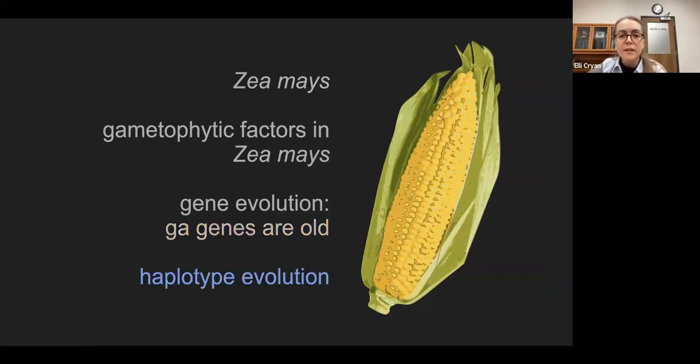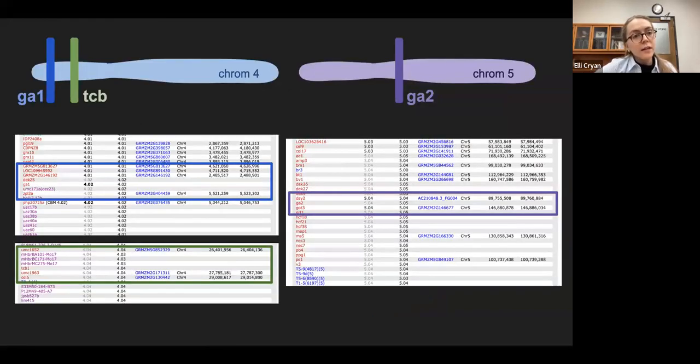So to put this in context, we're going to look at the haplotype evolution. We're going to place these genes onto their respective backgrounds to get a sense of what's going on on the ground in these genomes. To think about where these different loci were going to be, we went back to the genetic maps. You can find a lot of these on MaizeGDB. We looked at where we see the loci for each of these: GA1, TCB1, and GA2.